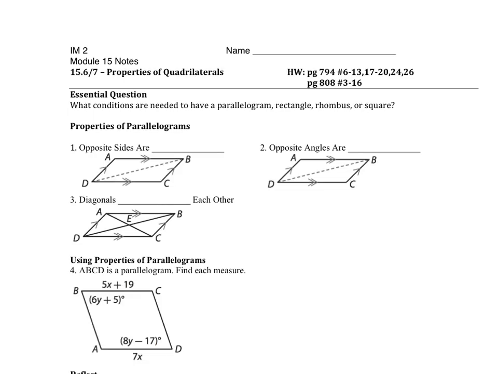All right, to wrap up our module 15, we're going to be in 15.6/7, properties of quadrilaterals. We'll see all the different ones we're going to be focused on with that. So our essential question is, what conditions are needed to have a parallelogram, rectangle, rhombus, or square? So we're going to be focusing on what those conditions are.